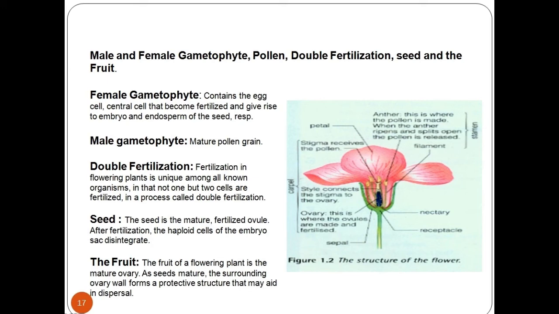The microspore divides mitotically once or twice to produce 2 or 3 haploid nuclei inside the mature pollen grain. 2 of the nuclei function as sperm nuclei that can eventually fuse with egg and endosperm nuclei of the embryo sac, producing an embryo and endosperm respectively.